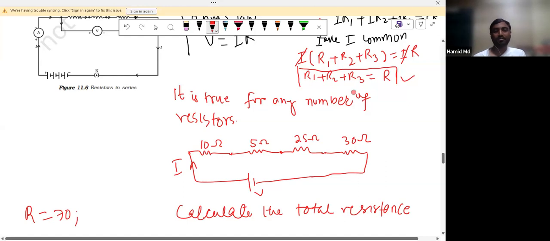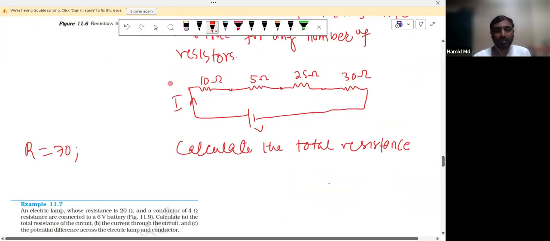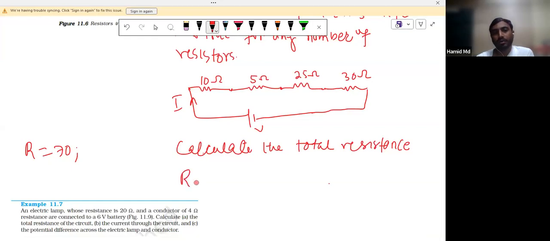70? So what we will do, we will just add all the resistances. So R total will be just 10 ohm plus 5 ohm plus 25 ohm plus 30 ohm. So it is 70 ohm. Right.